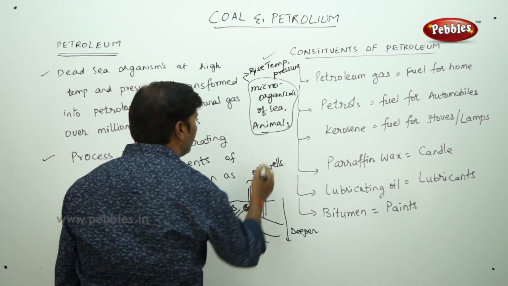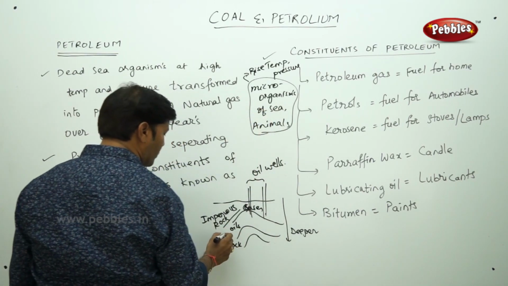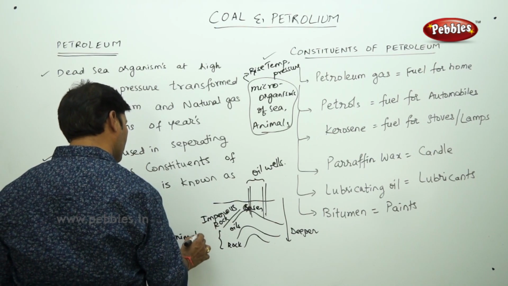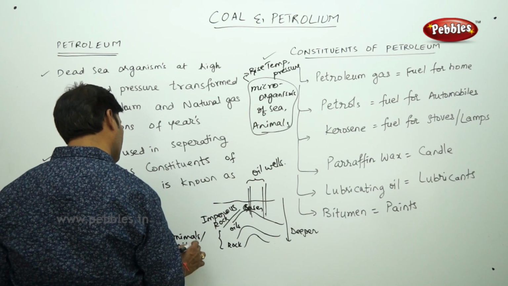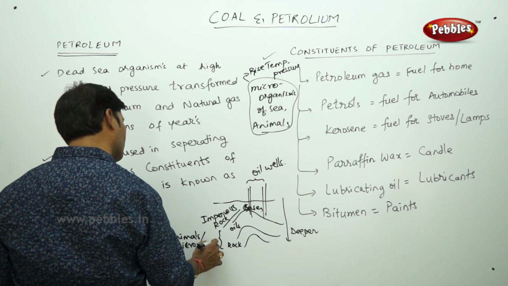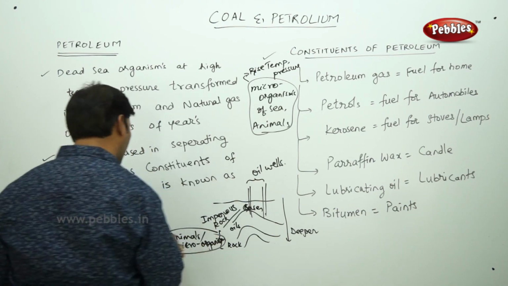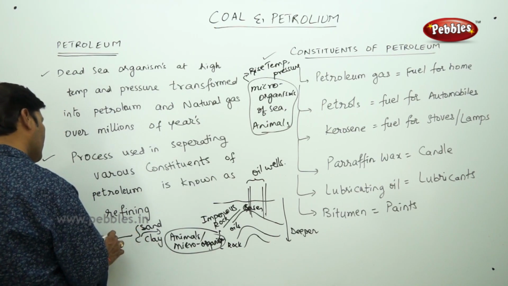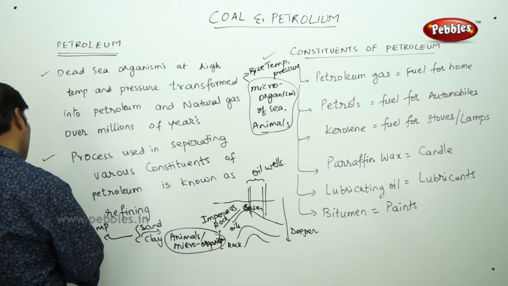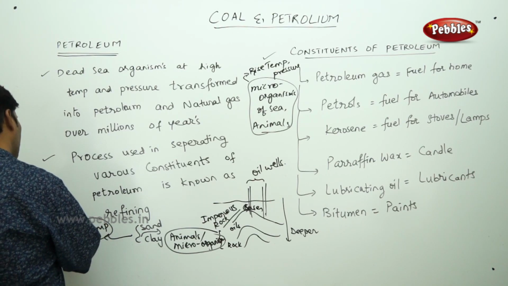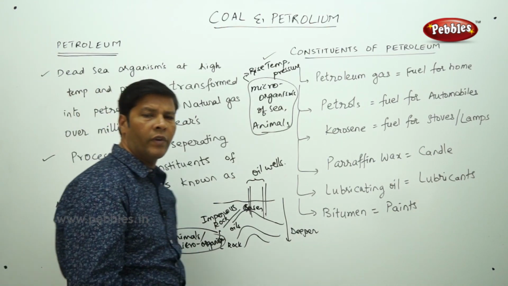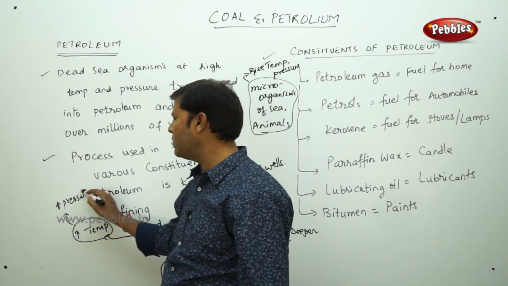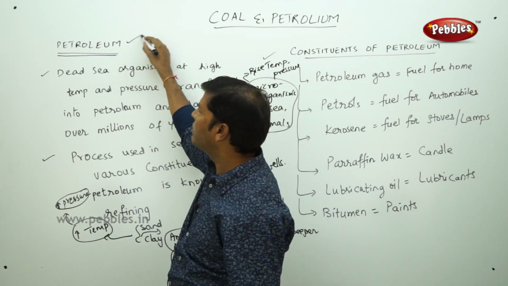They are mixed with, that means here in this zone, for example, in this particular zone, if you find animals and microorganisms, they are filled with sand and clay. Because of this sand and clay, the temperature rises. There is an increase in temperature, and also an increase in pressure. So because of this, what is happening? All this is finally converted into petroleum.